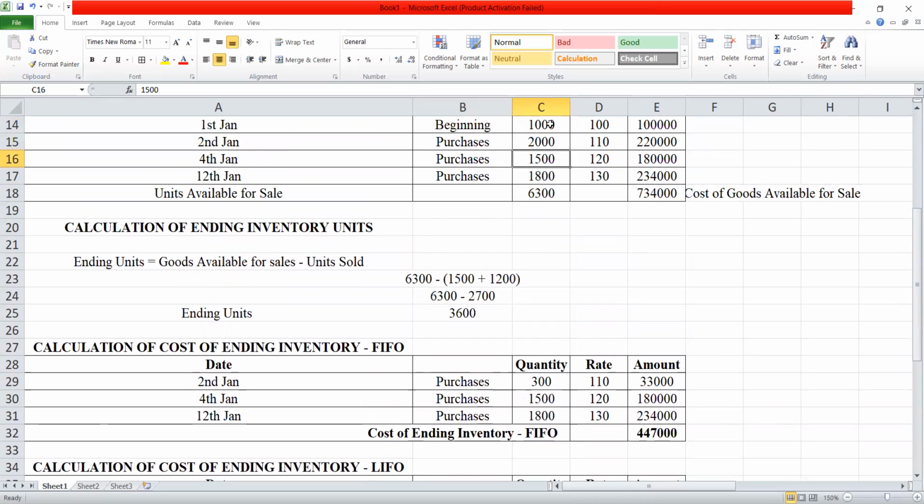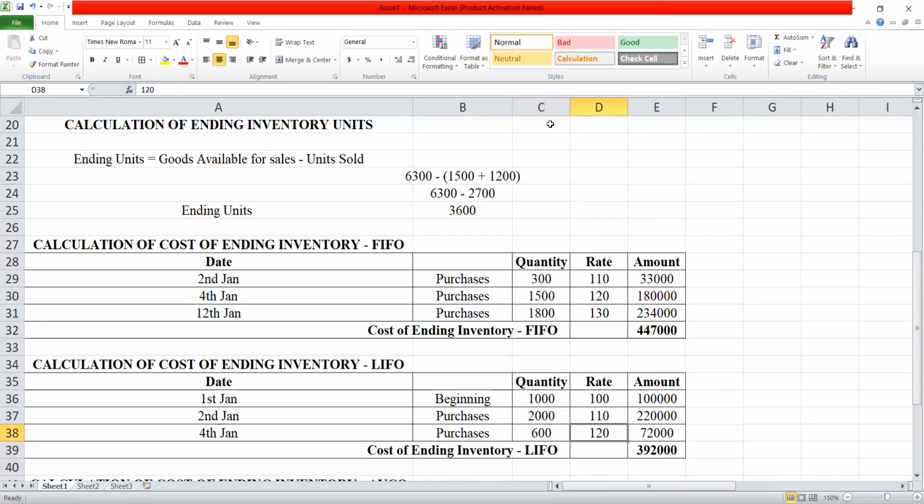Then from the purchase of 1,500 units at 120, the 600 units have to be available in our warehouse at 120, and we write down the values here. Beginning is at rupees 100, purchases at rupees 110, and 120 for 600. Then we calculate the amount, and the value we get is 3,92,000 rupees. When we sum up the quantity, we get 3,600 units as well.